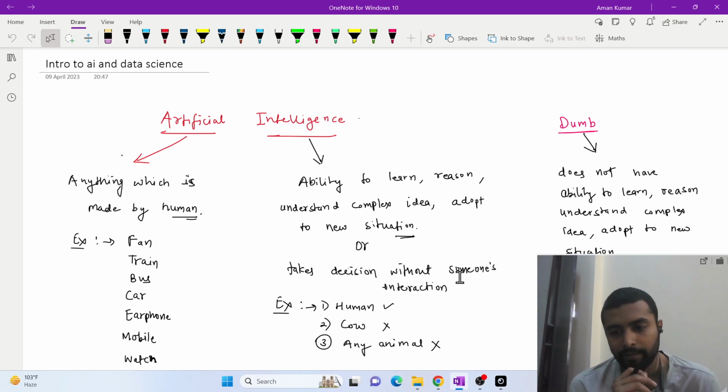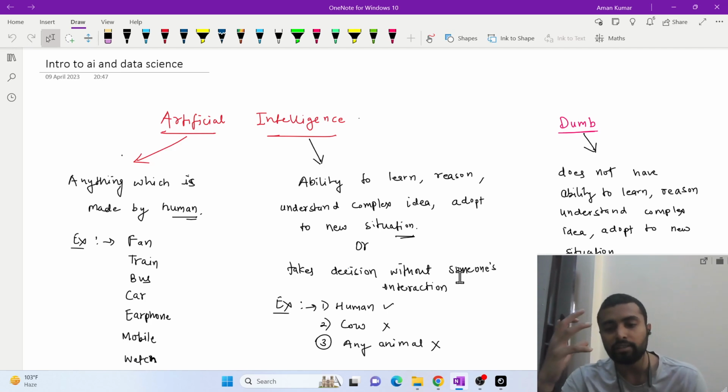Artificial means something which is made by humans. What is the meaning of artificial? Something which is made by humans. So what is made by humans, you might ask. Use your brain to visualize and come up with some names. I can say there are a lot of things. Whatever your eyes are seeing, most of them are built by humans. For example, your house.